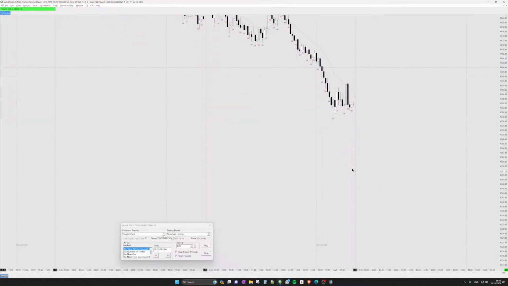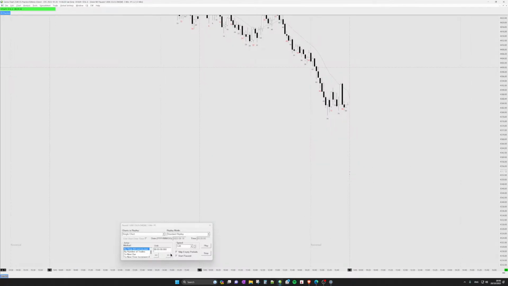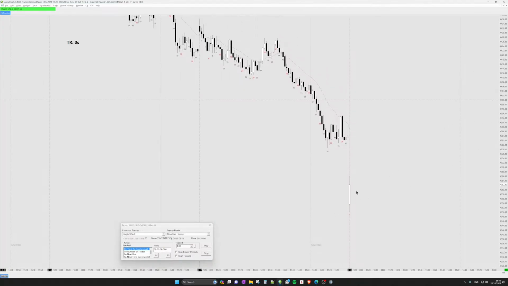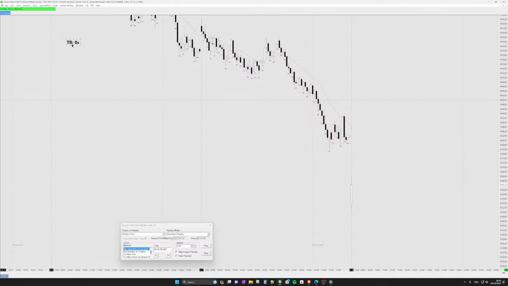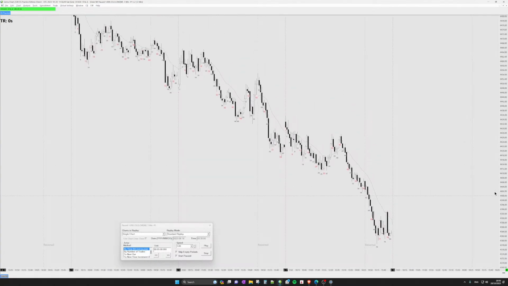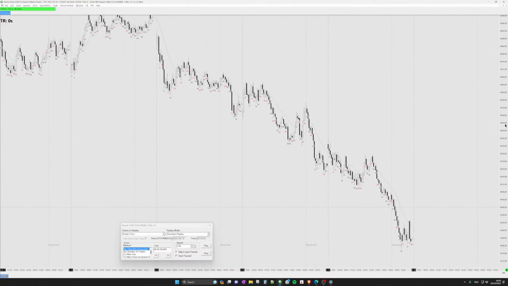So now, the new bar, there's a gap down. So the bar, strong bull bar. Maybe some channels.